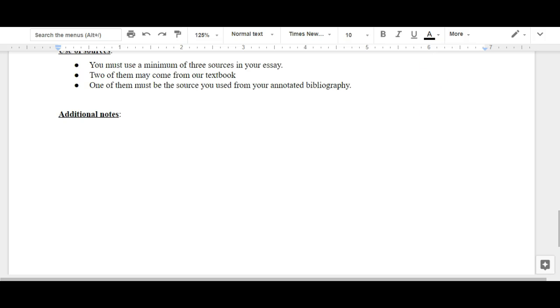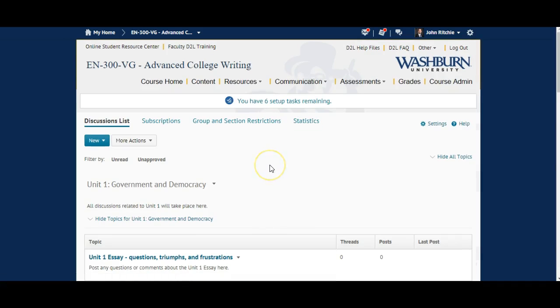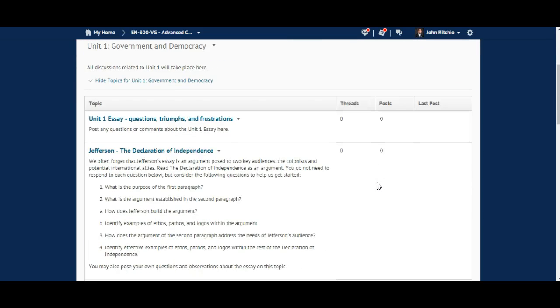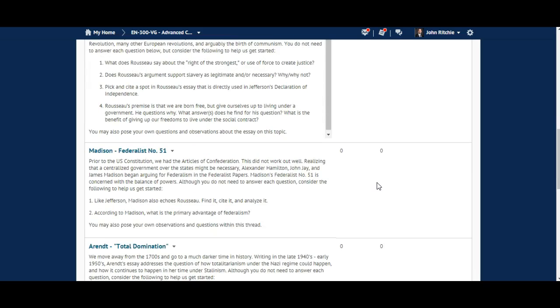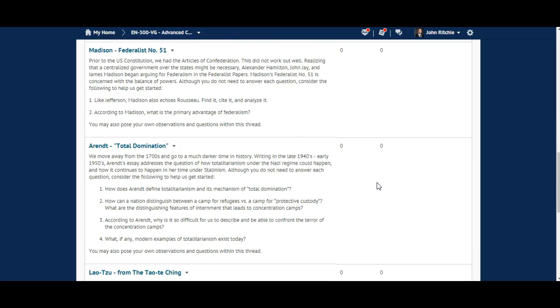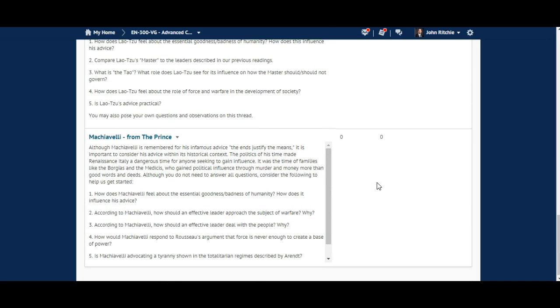The thing that's really going to help you out here as you write your essay is our discussion board. So again, I'm going to go to Communication and Discussions. And here we have our Unit 1, Government and Democracy. There are no threads, no posts at this time because it's very early in the semester. But you have posts for each reading. You do not have to respond to all of them, but you should be engaging with your classmates on at least a few of these readings as we go on, so that you can get ideas for developing your essay in the semester.